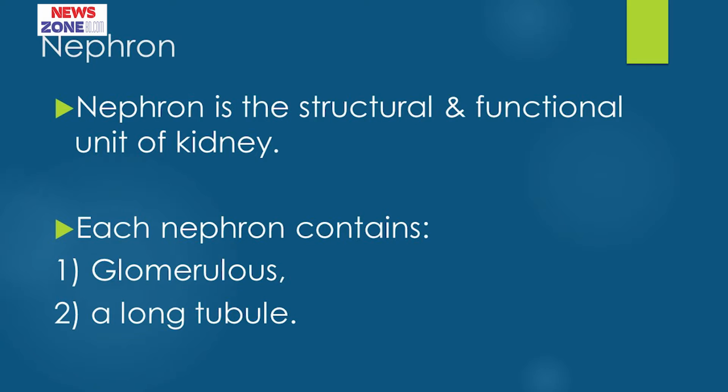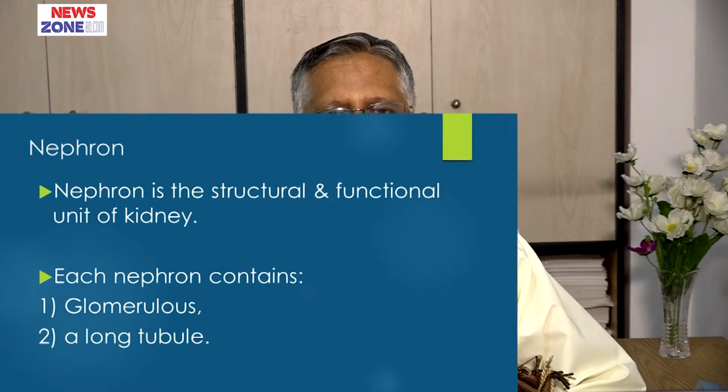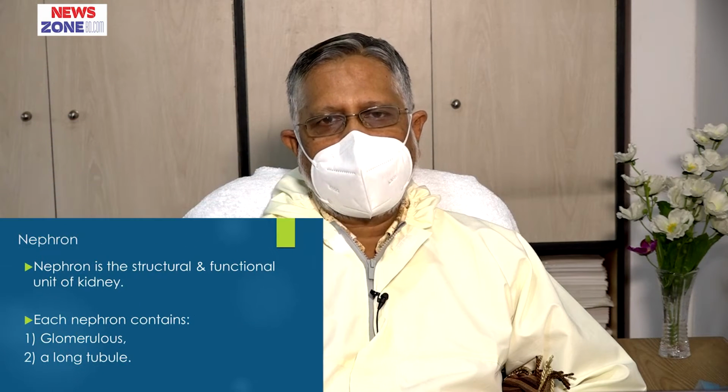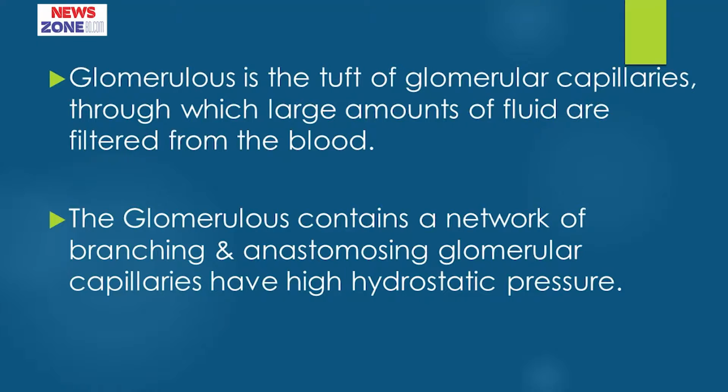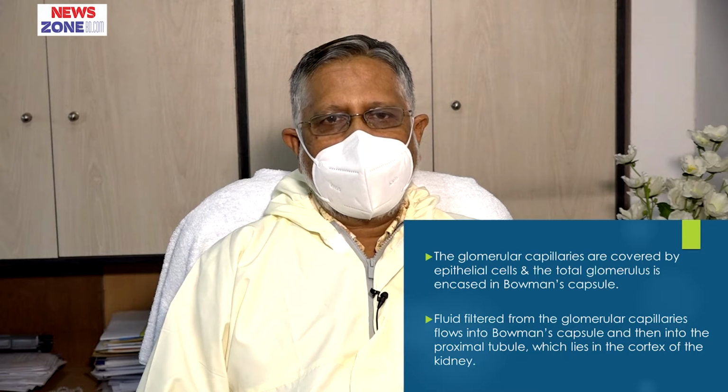Again, the nephron has two parts. One is the glomerulus and the other is the renal tubule. The glomerulus is a tuft of capillaries, and it is encapsulated by Bowman's capsule.